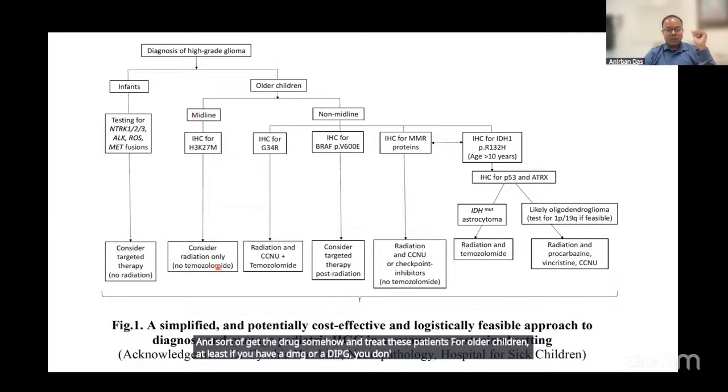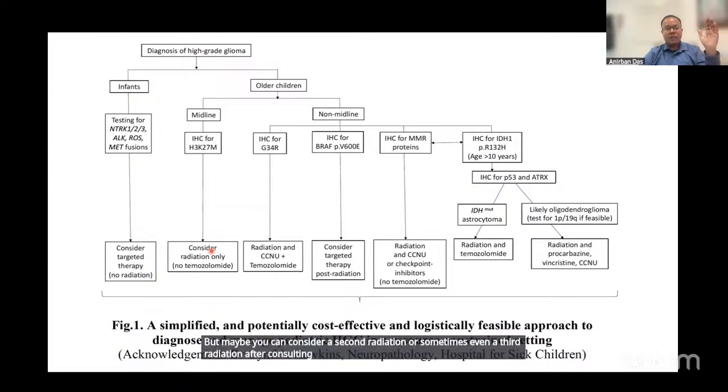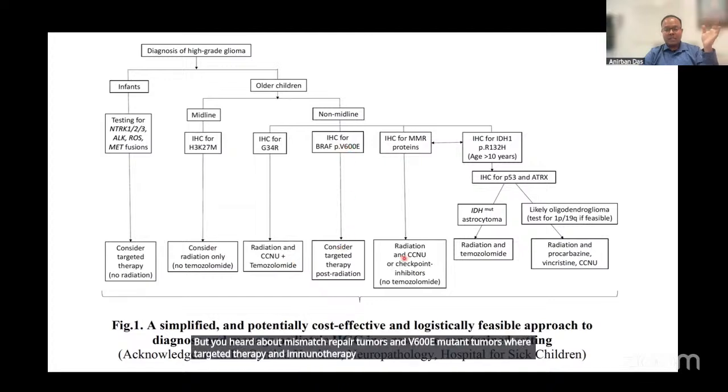For older children, at least if you have a DMG or a DIPG, you don't probably need to give temozolomide because it really doesn't work. But maybe you can consider a second radiation or sometimes even a third radiation after consulting with experts, because that not only prolongs survival, it also improves the quality of life. For some, the treatment remains the same, radiation with CCNU and temozolomide. But you heard about mismatch repair tumors and V600E mutant tumors where targeted therapy and immunotherapy are really changing the paradigm.